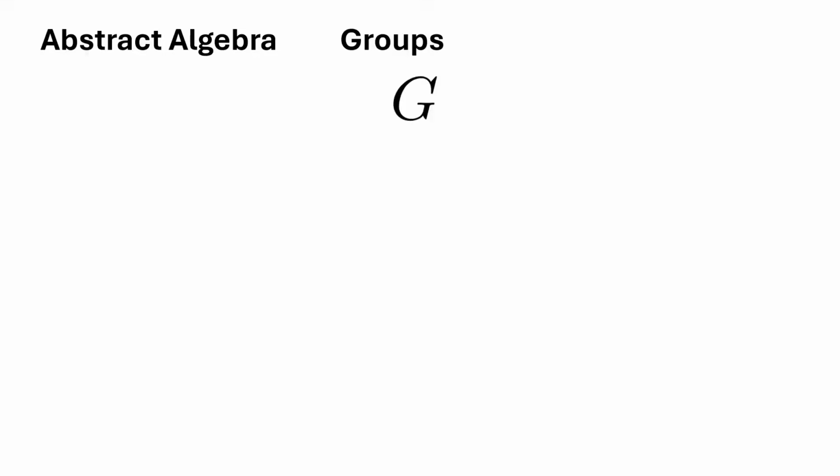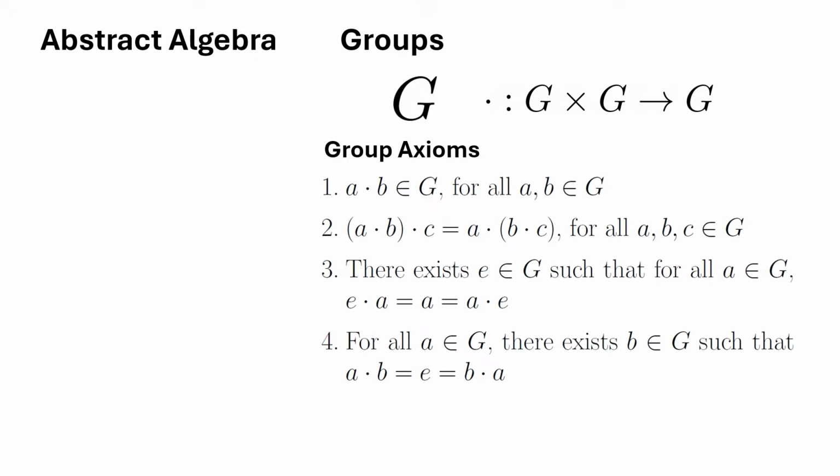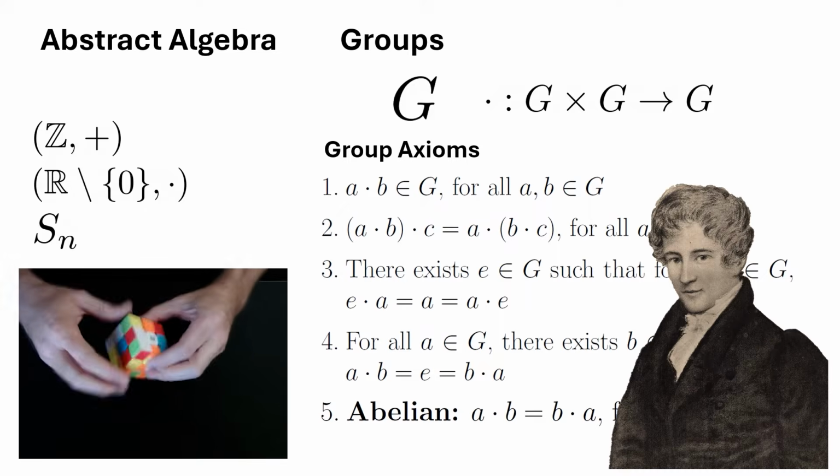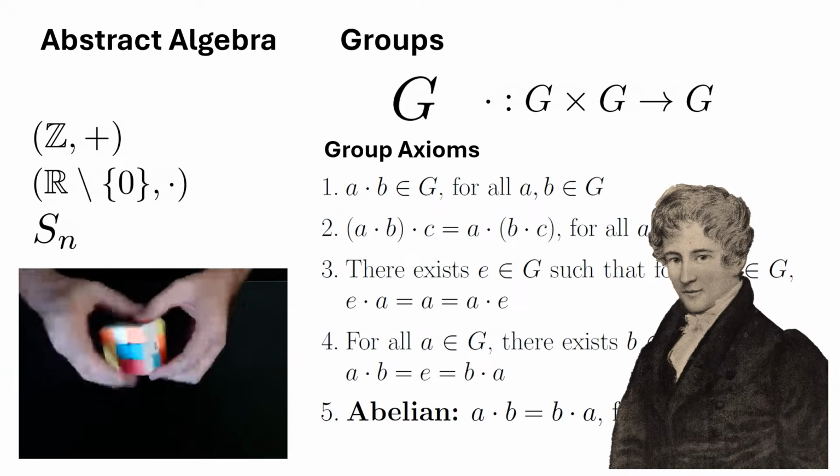Groups. These are sets that have one operation defined on them that satisfies the group axioms. If the operation is commutative, then the group is called abelian after Niels Henrik Abel. Some examples of groups are the integers with addition, the non-zero real numbers with multiplication, permutations of a set with the operation of doing the permutations in succession, and the moves on a Rubik's Cube with the operation of doing the moves in succession.